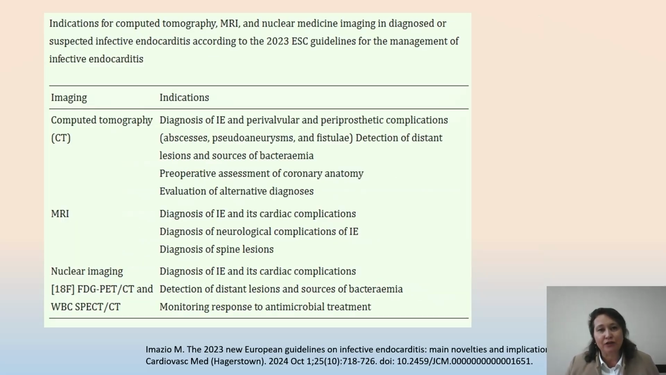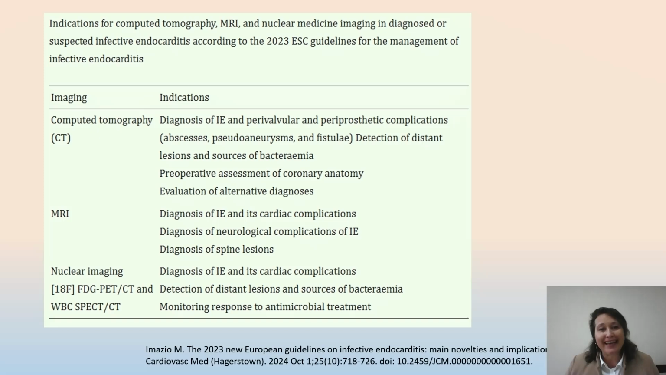What's the indication for additional visualization methods? First-line diagnosis is echocardiography, but if it's not informative enough, we can use computed tomography in case of diagnosis of infective endocarditis and perivalvular and periprosthetic complications such as abscesses, pseudoaneurysm, fistula, detection of distant lesions and sources of bacteremia, pre-operative assessment of coronary anatomy, evaluation of alternative diagnosis.